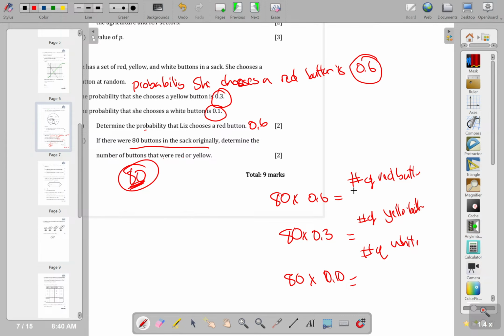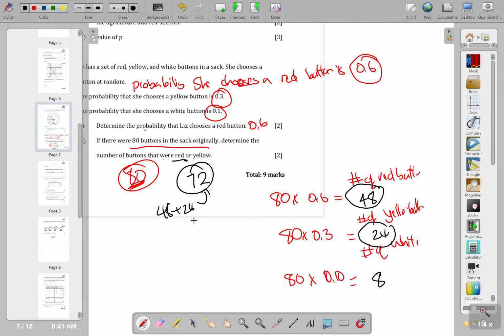So 80 times 0.6, that looks like 48. I think that's 48. Check my maths if I'm wrong, because 8 times 6 is 48. 8 times 3 is 24. So when you do that math, you're going to get that. They want to know the number of buttons that were red or yellow. So I'm going to grab how much are red and add it to how much are yellow. That's going to give me how many buttons are either red or yellow. So that will give me 72 when I do 48 plus 24.